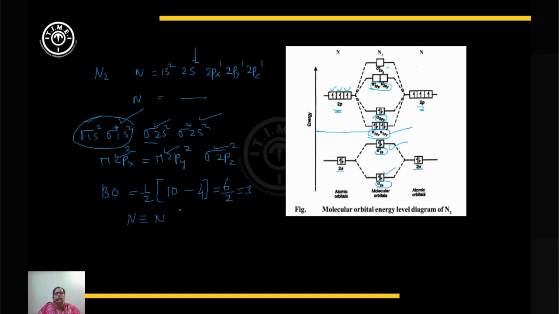I hope this is clear about the nitrogen molecule, and all the molecular orbitals are filled by electrons. There is no unpaired electron in any molecular orbital. So this is a diamagnetic molecule.